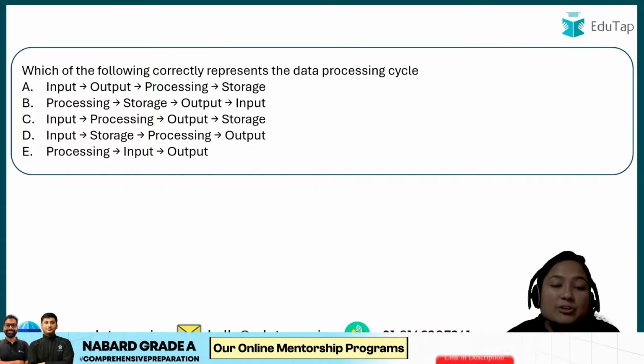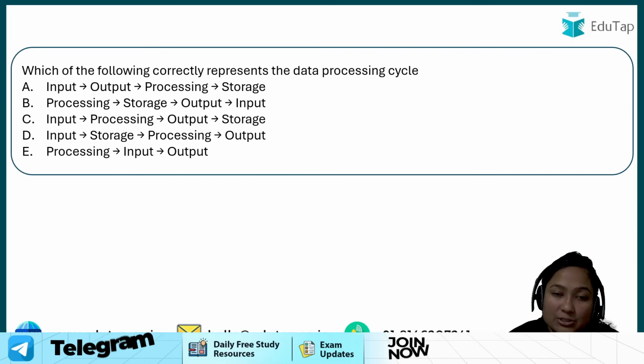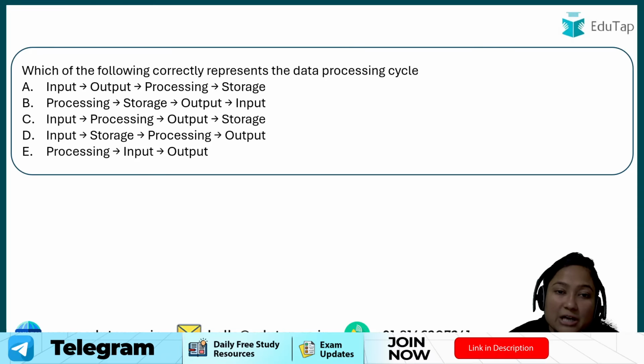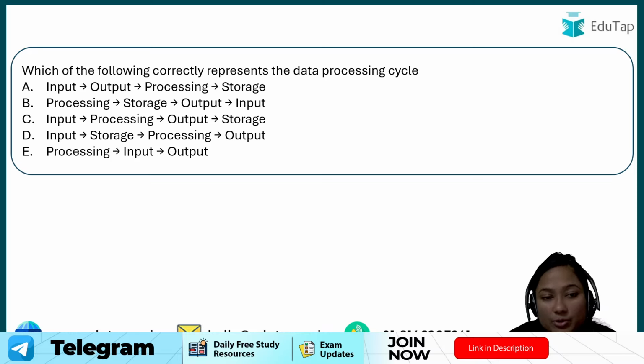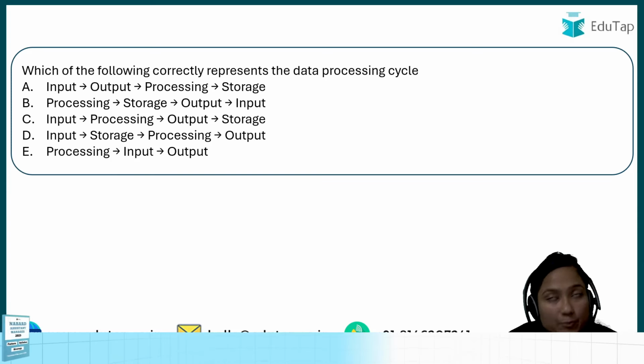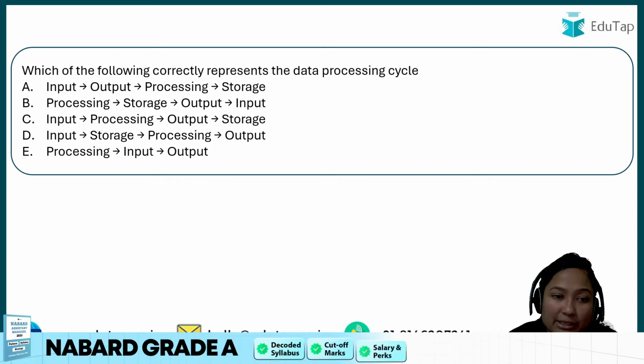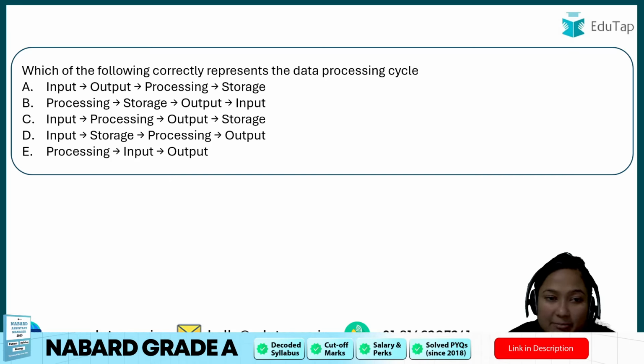Now, which of the following correctly represents the data processing cycle? Input, output, processing; storage, output, input; processing, output, storage; processing output; processing, input, output. The correct answer here, please do judge. First of all, what we do, we input the things. So option B can be cancelled, option E can be cancelled.